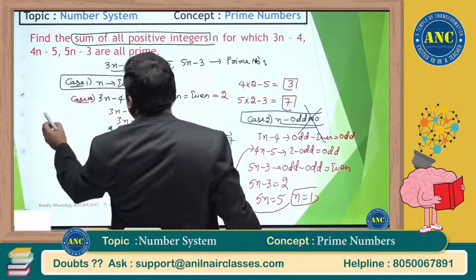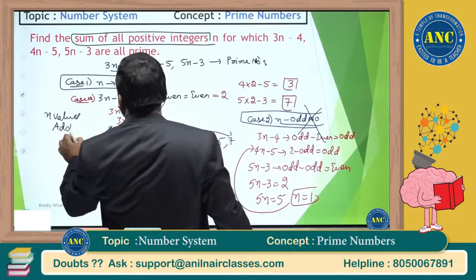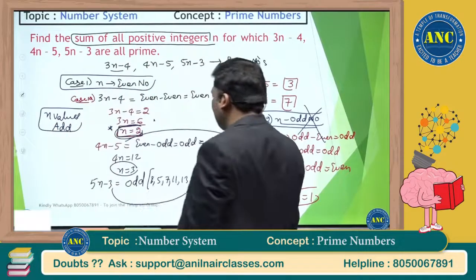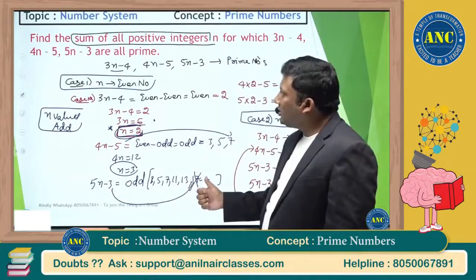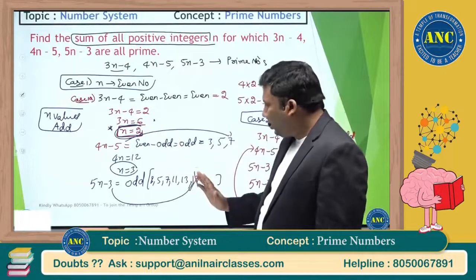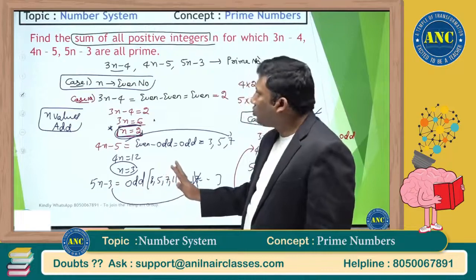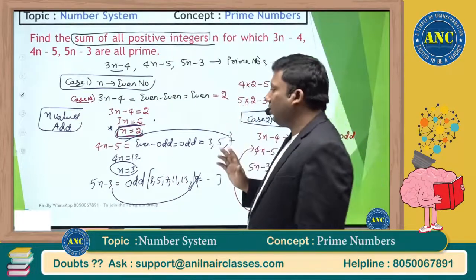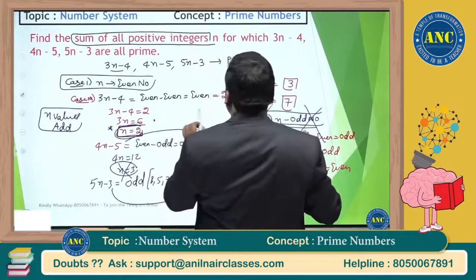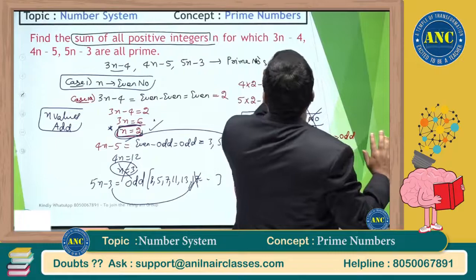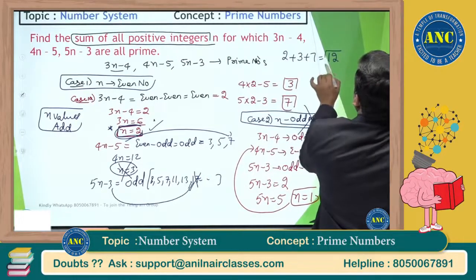What are all the values? Add the n values and you will get the answer. 5n minus 3 is 17, 5n is 20, n is 4. 4 is not satisfying. 5n minus 3 is 7, n is 2. Check whether it is satisfying. Clearly n equals 3 also is not satisfying. Clearly 2, 3 and 7 are visible to me. So 2 plus 3 plus 7, the answer is 12. Idea clear?